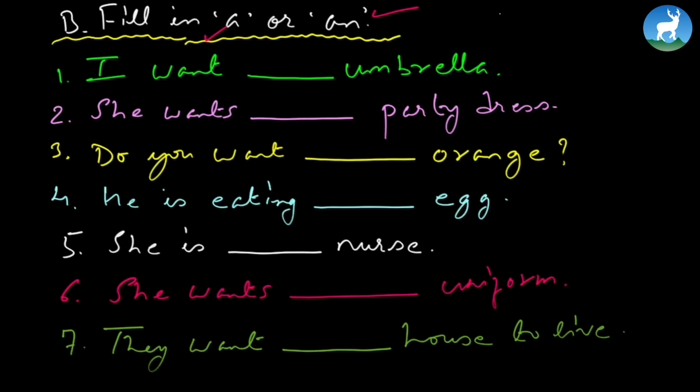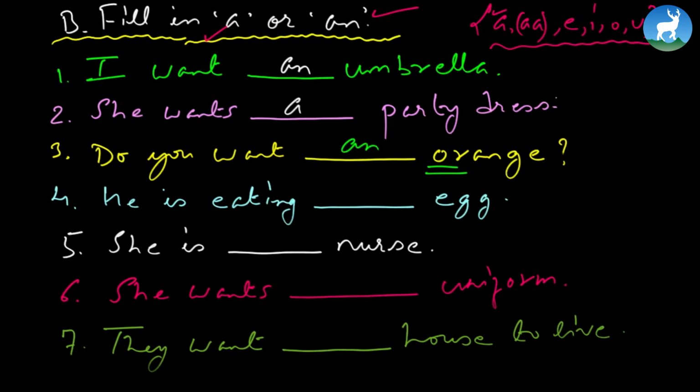I want an umbrella. An umbrella. Remember, the sound also includes A, E, I, O, U. These are the vowel sounds. I want an umbrella. See, the very initial sound is "uh". That's why we go for an here. Next is very easy. She wants a party dress, any dress, a consonant sound. Do you want an orange? Because why? The very beginning sound is a vowel sound. Do you want an orange? Again, he's eating an egg.